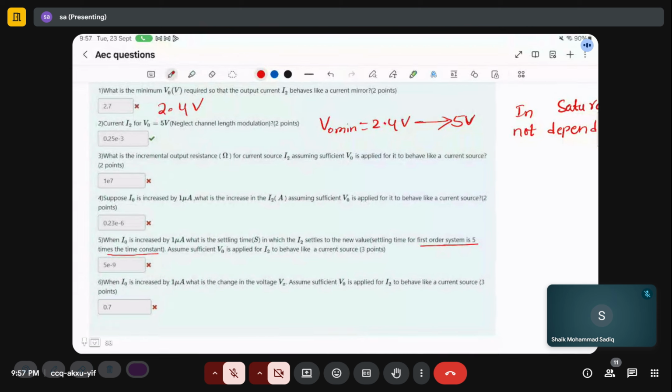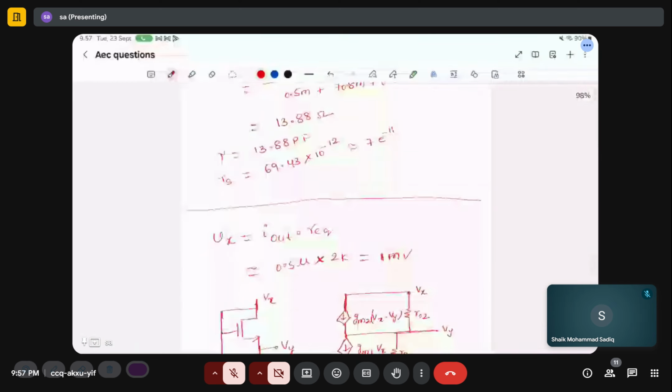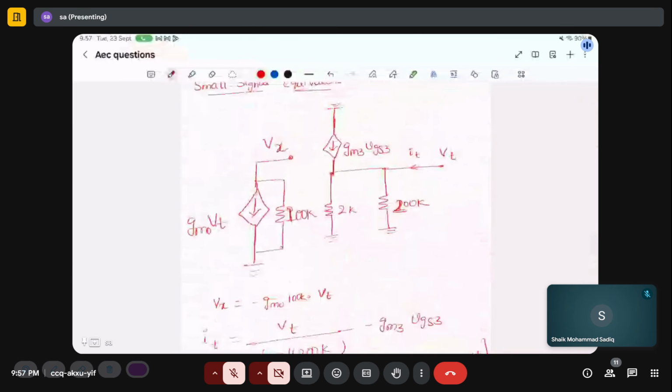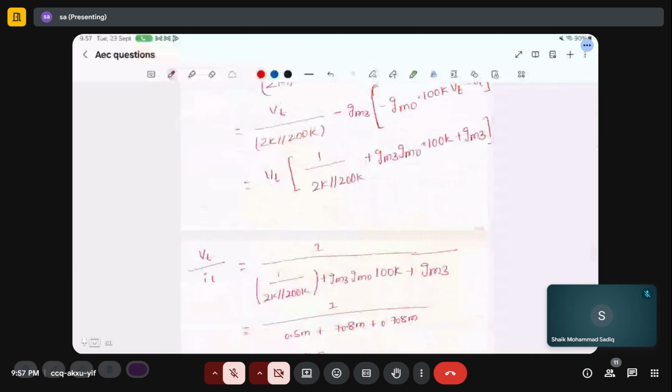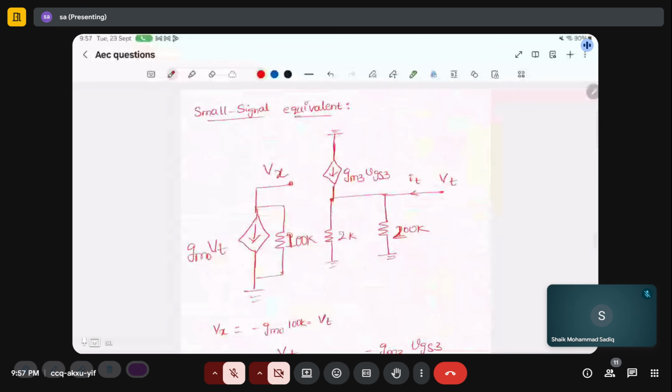Yes. So what I will do, I will go back to the small signal system, and I will find out the equivalent resistance at this point, and the capacitance is given as 1 picofarad. If I find this R equivalent at this node, I can find the time constant.